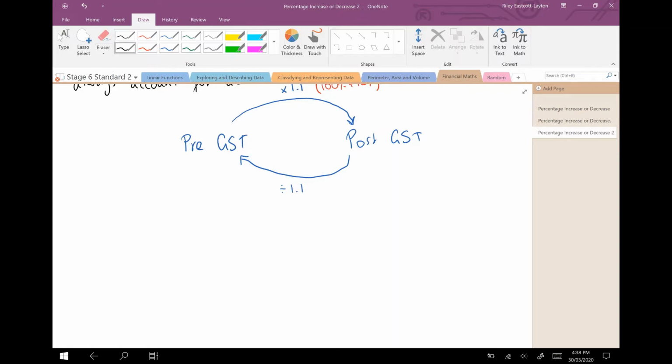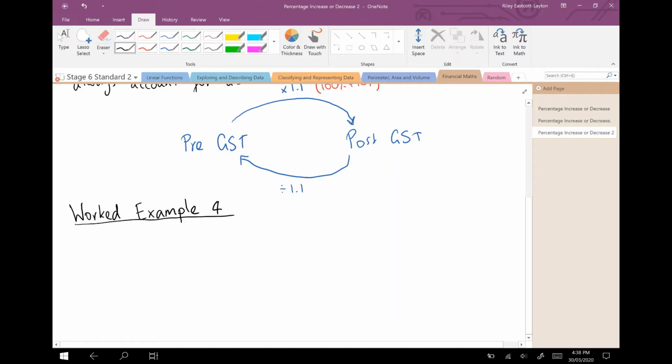Now I think that's just about all we have to talk about. So we'll do a worked example next. So we will do our worked example. Now I think we're up to worked example 4 off the top of my head.